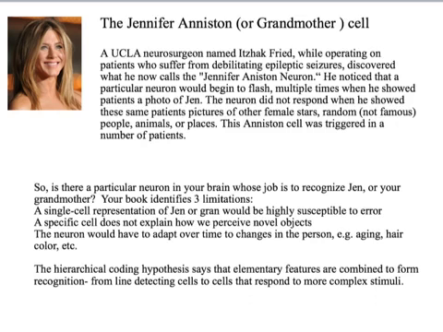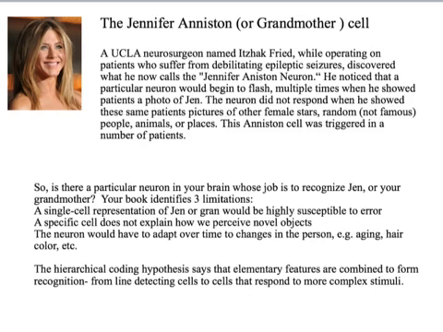And finally, the neuron would have to adapt over time to changes in the person, such as aging, hair color, cosmetic surgery, any number of things, and that's highly unlikely. And the researcher that was talking about this Jennifer Aniston cell said that you simply cannot have a single neuron coding for every single person you know. So it's unlikely that it happens that way.